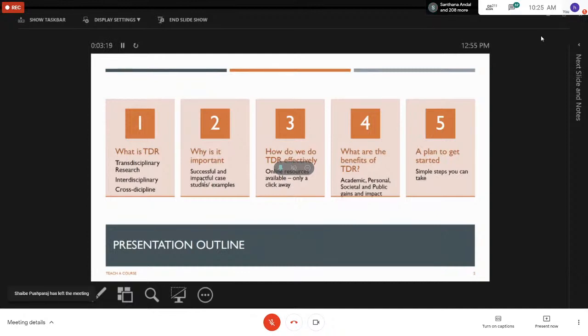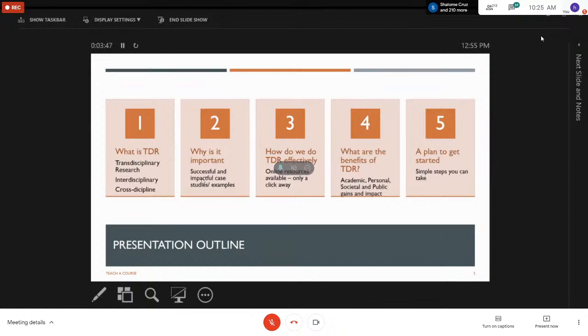So in this presentation outline, I'm going to talk about five things. First, what is transdisciplinary research? Second, why is transdisciplinary research important? I hope to convince you using some successful case studies or examples. And number three, how do we do transdisciplinary research effectively? If you have a calling or an intuition to go ahead and spread your branches out, how do you do that effectively?